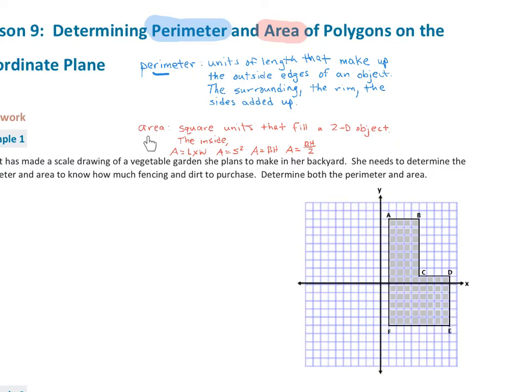Okay, now area, however, is the square units that fill up a two-dimensional object or a polygon on the inside, right? So it's all these little things inside, 4, 8, 12, 16, 20, continue on and on and on. And there are formulas we can use, right? There's a couple formulas for perimeter, but only of specific shapes. If they're regular shapes and it's a rectangle or a square, there are formulas where we can add things, and since we're adding repeatedly, you can multiply.